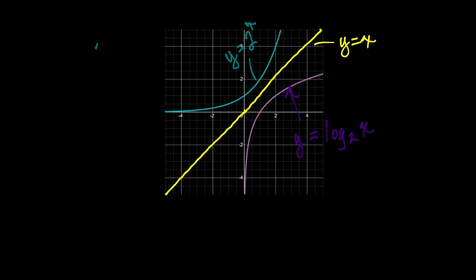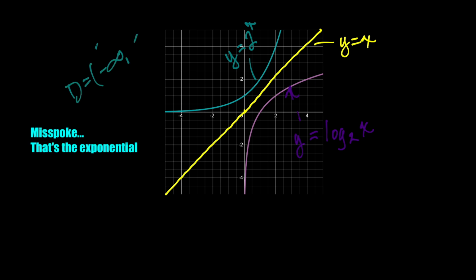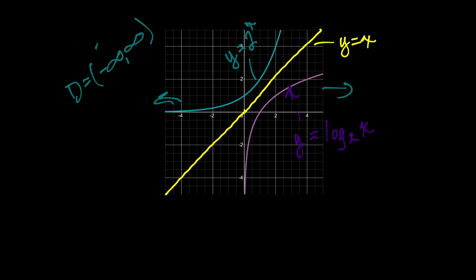domain of the exponential function is all real numbers. Right? I can type in anything from negative x to positive x on my calculator, but the range is only going to go from 0 to positive infinity.